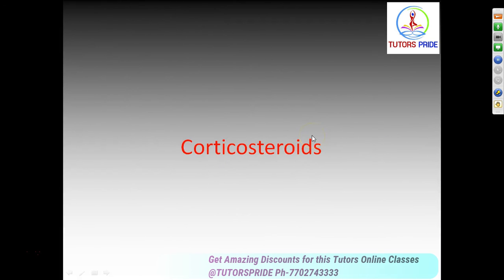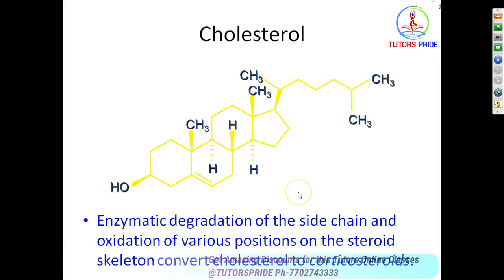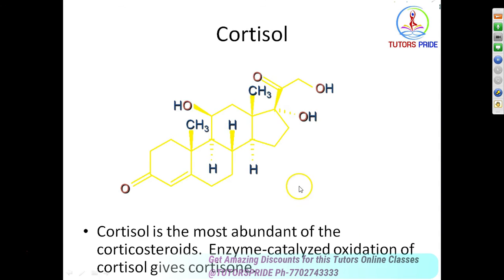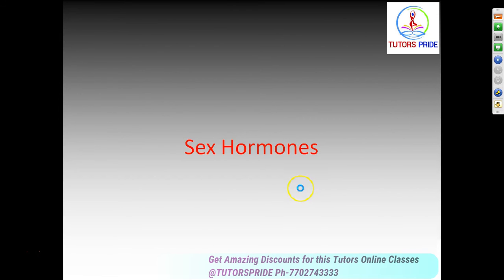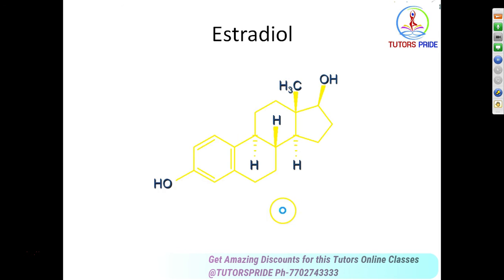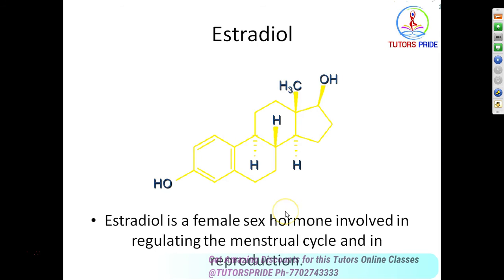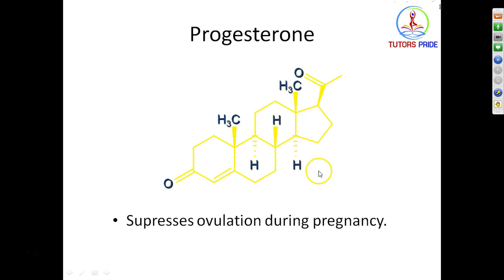These are the different corticosteroids, already we have studied, like cortisol, aldosterone. All these we have studied. In the case of adrenal cortex hormones and sex hormones, these are the structures for sex hormones. Already we have discussed all these. So this finishes all the steroid part.